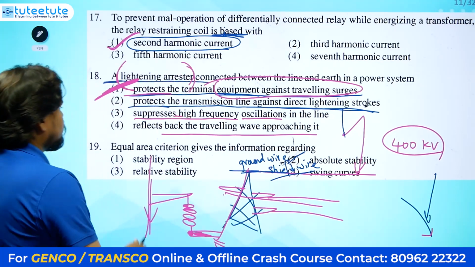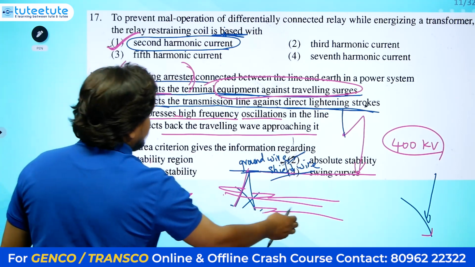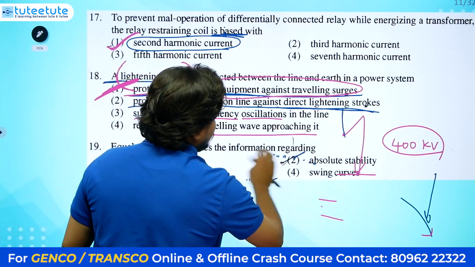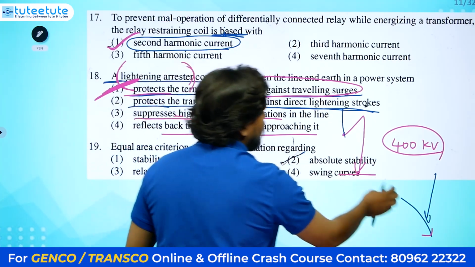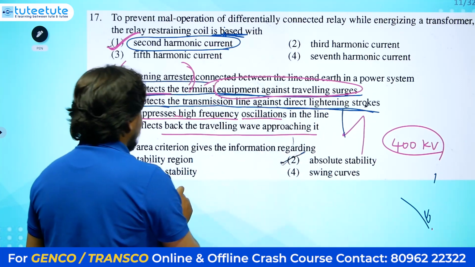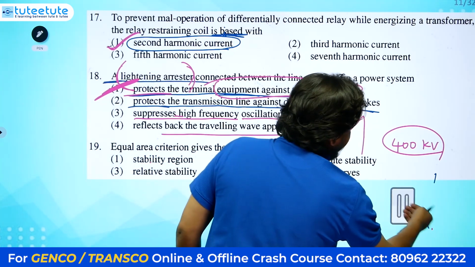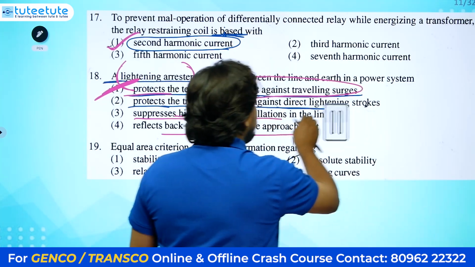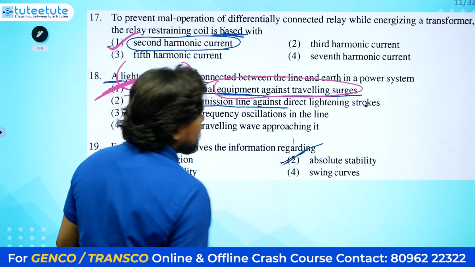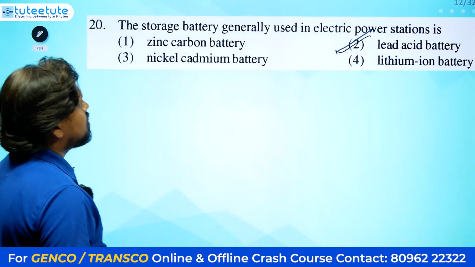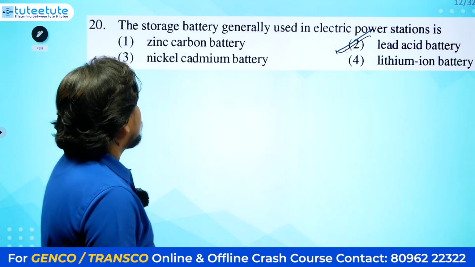Next question, equal area criterion. If you have understood the classes, you can directly give this. I have already given here previously that A1 equals A2, which exactly gives the solution for us. So it is absolute stability. Equal area criteria will give the absolute stability. Next one, this is also one of the battery questions.